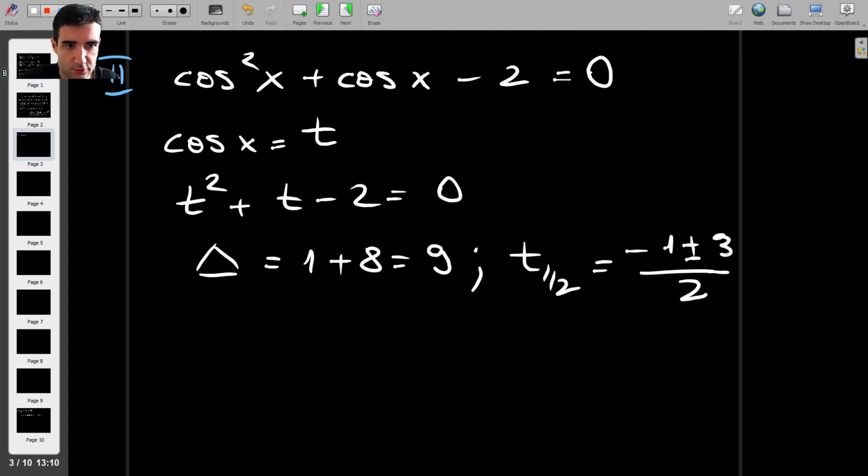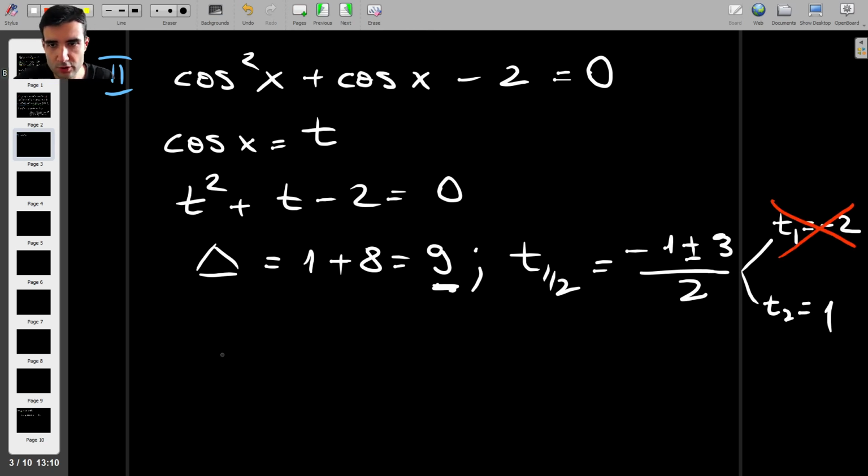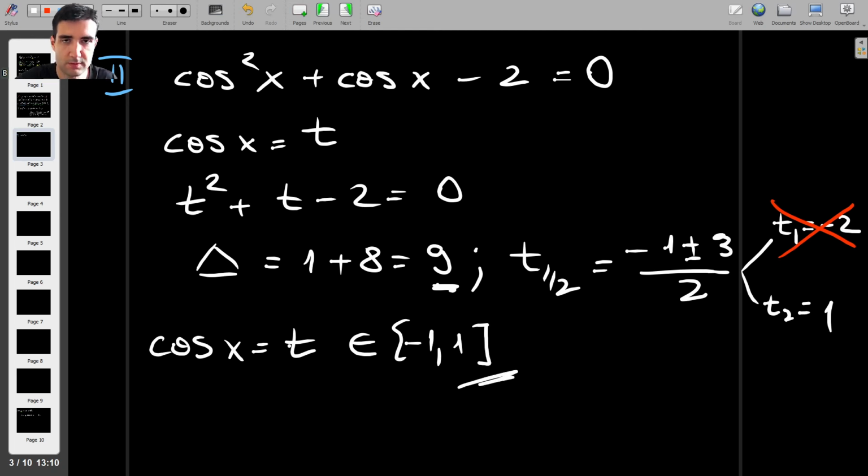So as usual, we have two solutions, because the discriminant is positive. The first one is minus 2, and the second one is 3 minus 1 over 2, which is 1. Now you should notice at this point that this is not actually a valid solution, because t is equal to cosine of x, and this has to be between minus 1 and 1. Minus 2 is not in that interval, so it's not a proper real solution. So this is the only one we're going to look at.